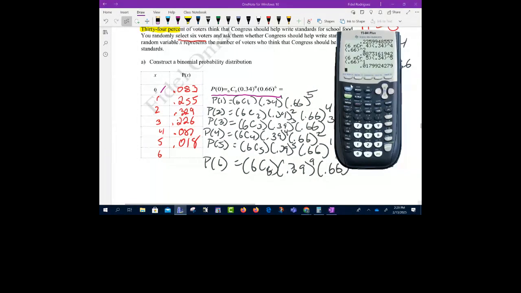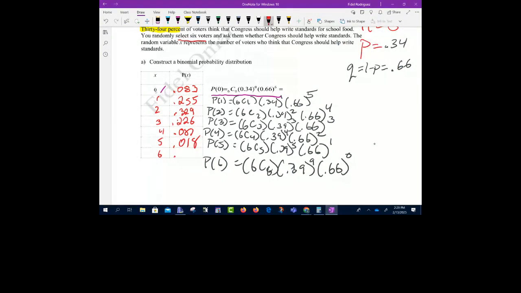Okay, so let's fix this. Here we go. Remember, that's a 6. This one is now a 6. And the last one should just be a 0. And let's hit enter. And 0.002. Okay, so we were able to fill out our probability distribution.